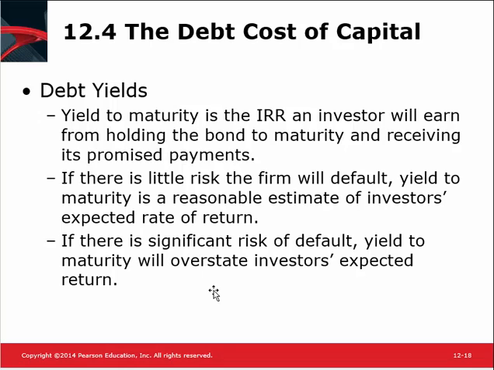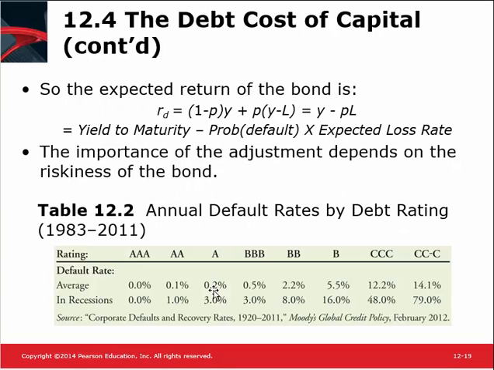However, if there is a chance of default, especially if it is a significant chance, then the yield to maturity is going to overstate the investor's expected return. It's not going to provide us with what the owners actually expect to receive when they buy this bond. So we have some information here in the table.